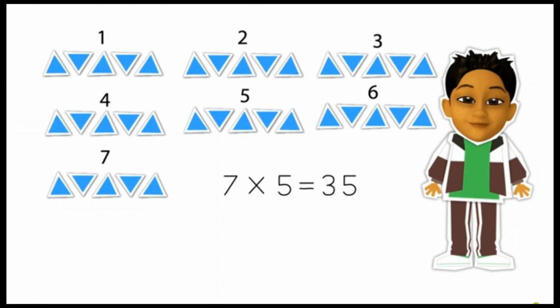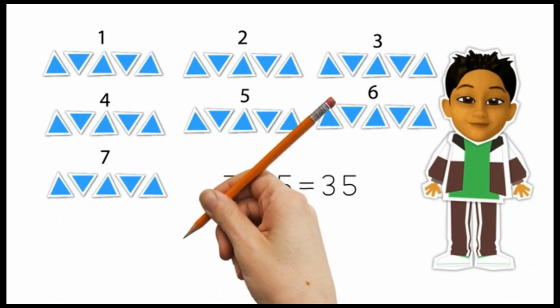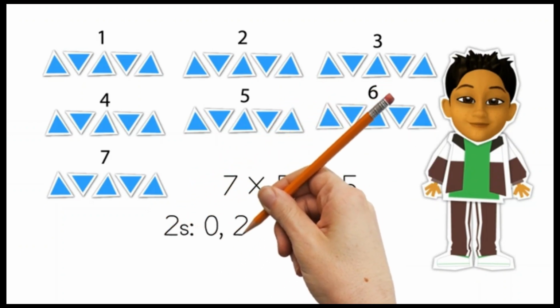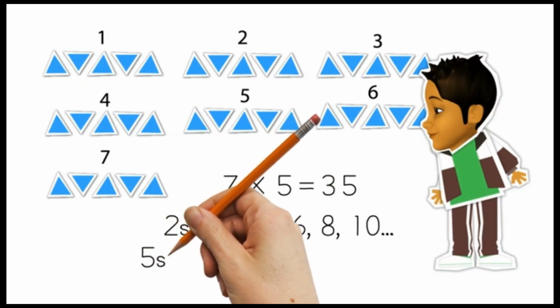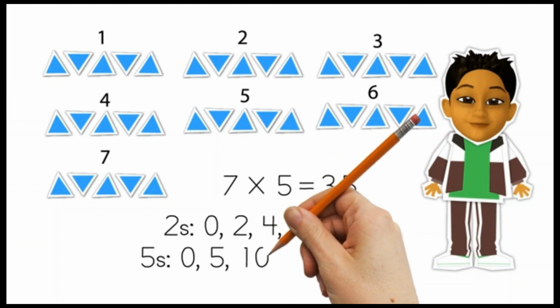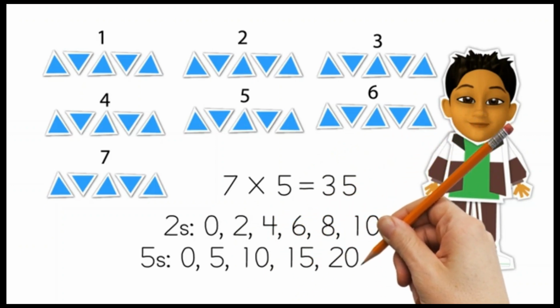You did great today. You saw how we can use the patterns in numbers to help us with multiplication. Carlos helped us see that multiples of 2 are always even and that multiples of 5 always end in 0 or 5. It's a handy tool for when you're doing quick multiplication.